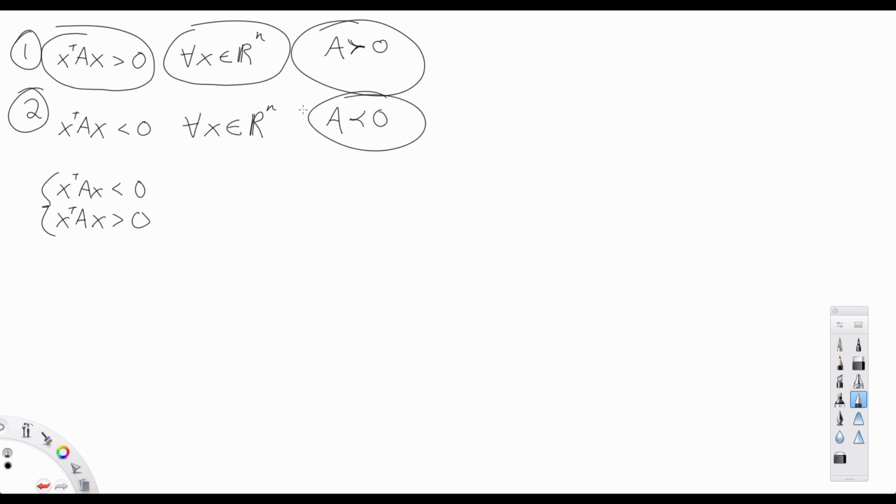But then there's one other possible case, and that's this mixed case. If there's at least one direction where we can move, at least one vector x such that we can decrease the function value, and there's at least one different direction where we can increase the value, then we have what we call an indefinite matrix. Or in other words, the quadratic function f of x increases in some directions, but decreases in others.